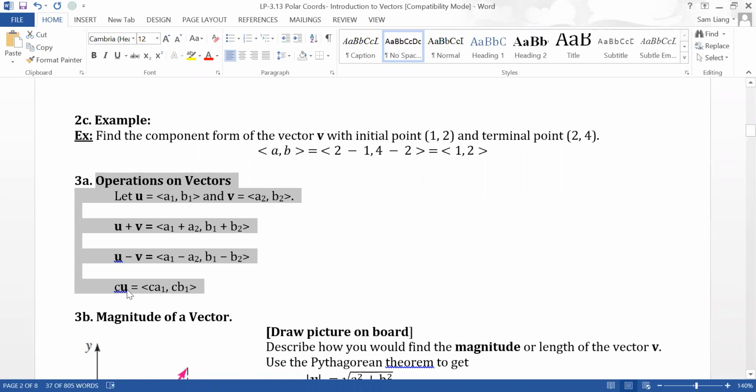Later on, we're going to see how to multiply vectors with vectors. The only method we're going to see in this class is the dot product. And if you take physics C next year, you're going to see another way to multiply, which is called the cross product. But just make sure you have this in your notes: this example here and the operations on vectors.